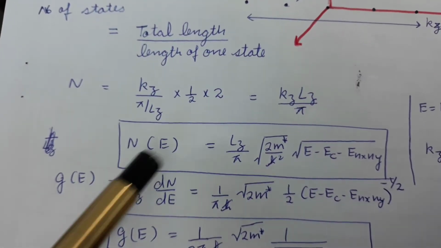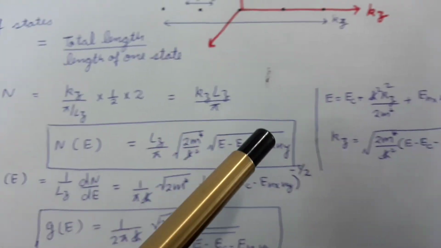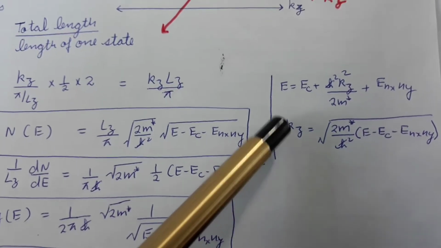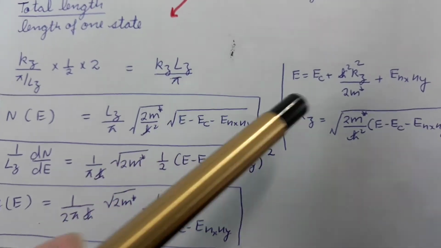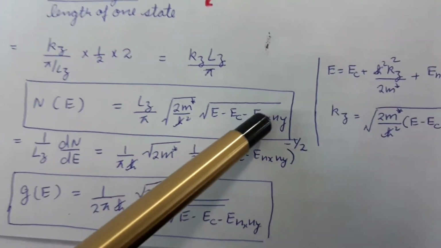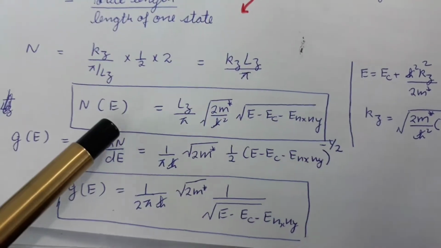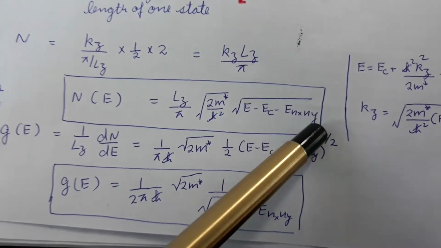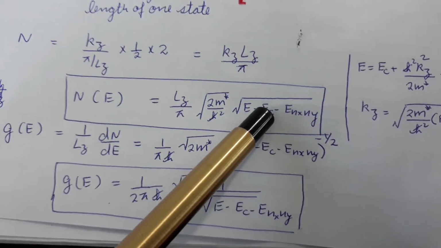So now we can replace kz from the dispersion relation of the material. So from here you can find out that k depends on E in such a manner. So you can replace it here, and you see that n actually depends upon under root of E minus E_nx,ny because Ec is a constant.